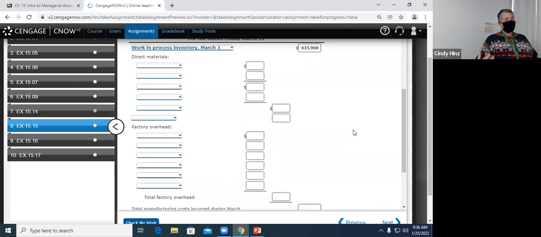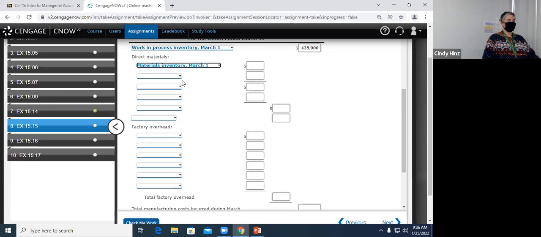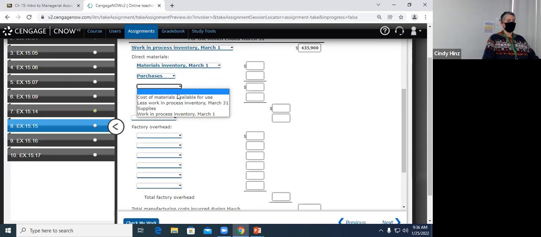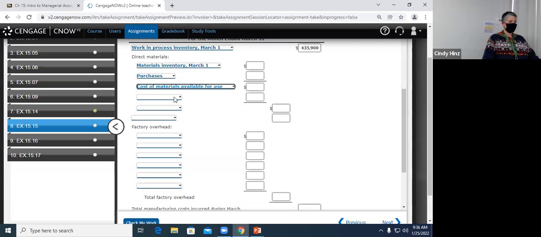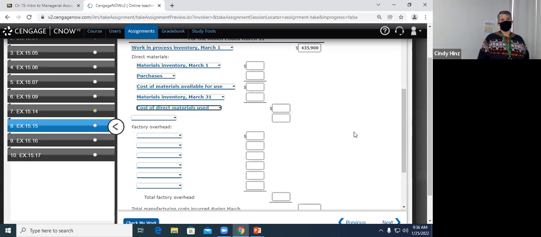So now in this next section, we're going to be analyzing the flow of costs through the materials inventory account. We start with the beginning balance as of March 1st. What did we add to that to know what we had available for use? If we then subtract our ending inventory, we will know how much we actually used.